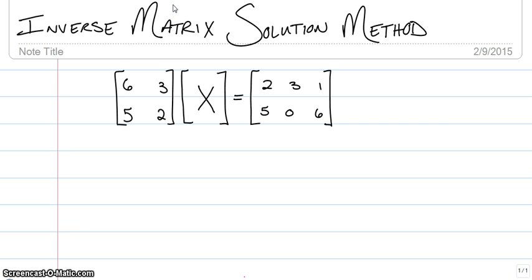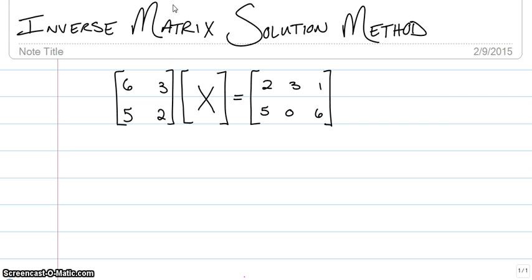Having said that, this is the equation that we're going to be using. It has a 2 by 2 matrix, 6, 3, 5, 2, multiplied by some unknown matrix, and that has to equal the 2 by 3 matrix on the other side of the equal sign, which is 2, 3, 1, 5, 0, 6.